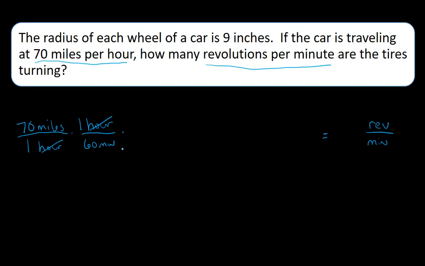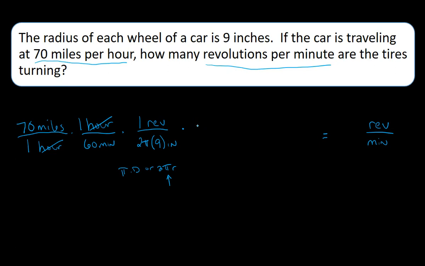So now we have to do some more conversions. Now, the wheel comes into play here. And by circumference, we know that 1 revolution for circumference is either pi times the diameter or 2 pi r. Now that depends on what we're given. We have the radius of each wheel is 9 inches. So we're going to use this one. So we're going to have 2 pi and then r was 9 inches. So that helps us get revolutions on top, but now we still have miles and inches we have to convert.